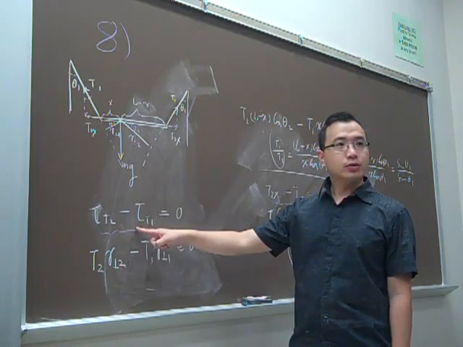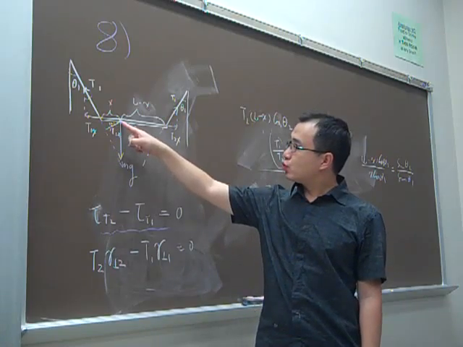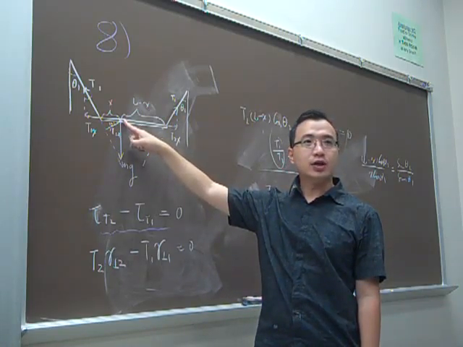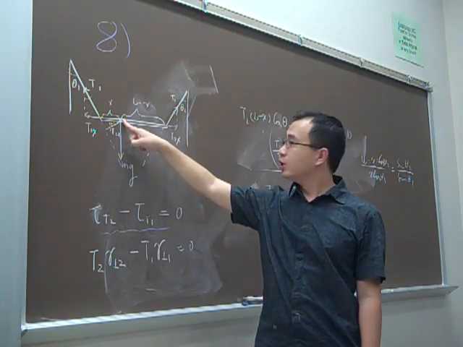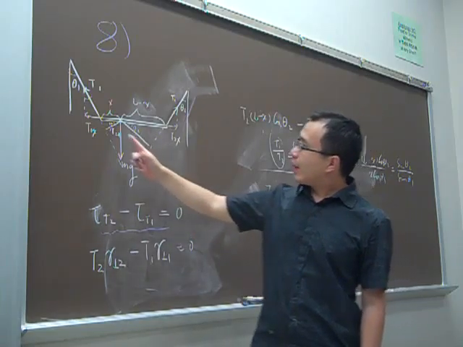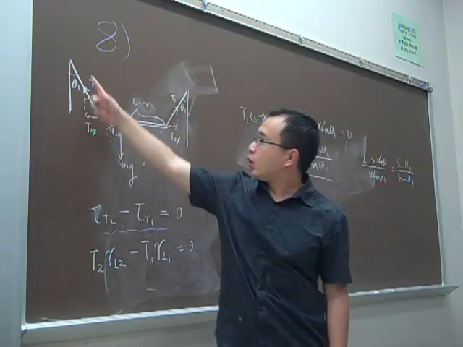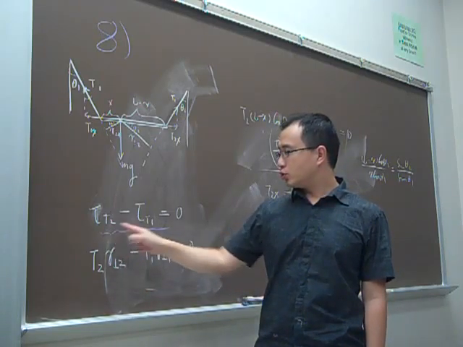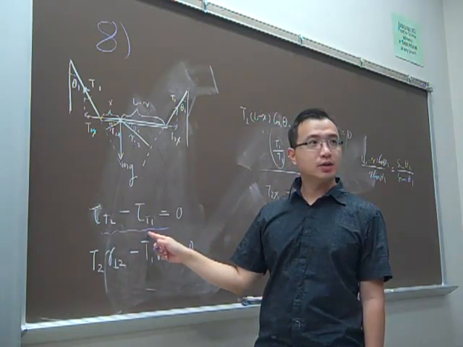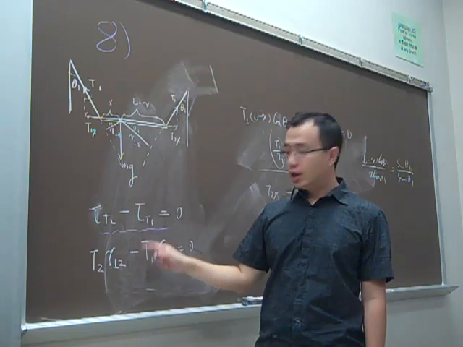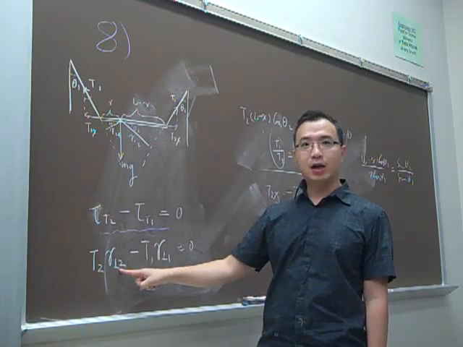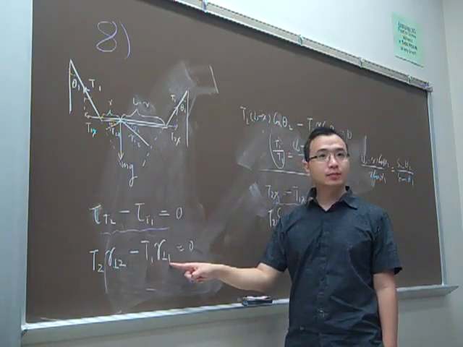This is the torque balance equation, right? If I choose the center of mass as the rotational center, we have a torque produced by T2 and a torque produced by T1. They are in opposite directions. So torque T2 minus torque T1 should give you 0, right? And then you can write down torque T2, which is force multiplied by lever arm R.